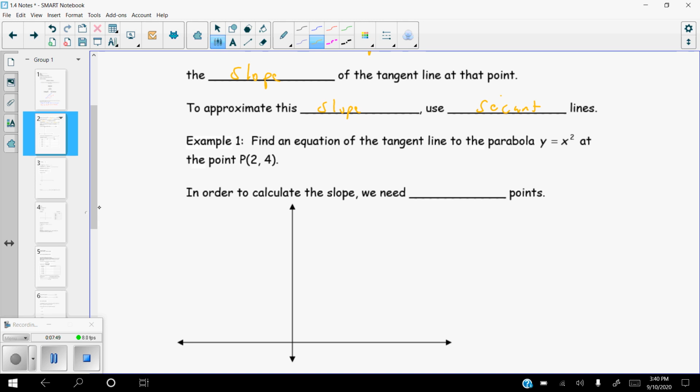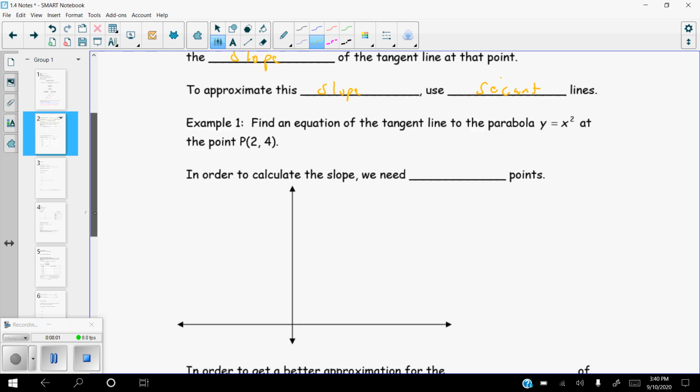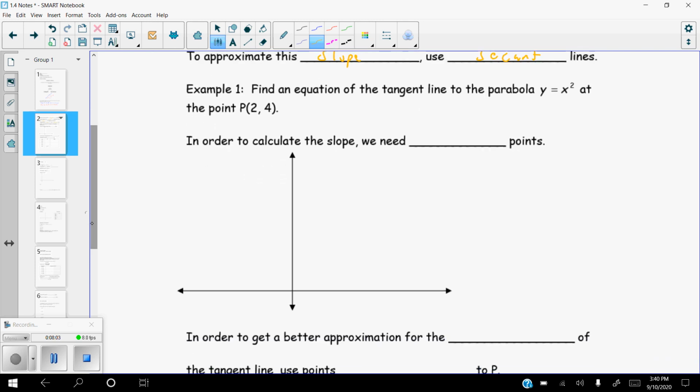First of all, we're going to find the equation of the tangent line to the parabola y equals x squared at the point 2, 4. So the first thing we need to do is sketch what y equals x squared looks like. Hopefully you remember that it looks like your general parabola opening up, with its vertex at the origin.